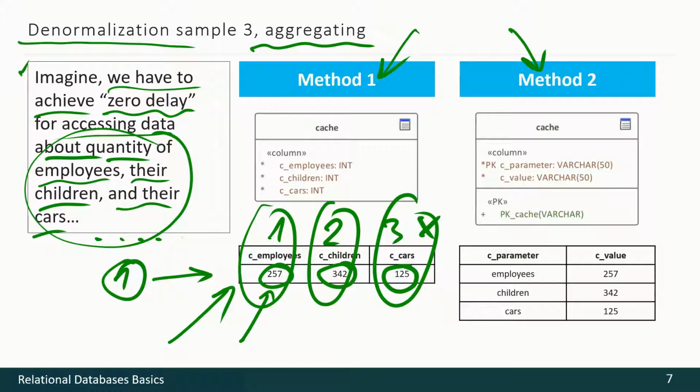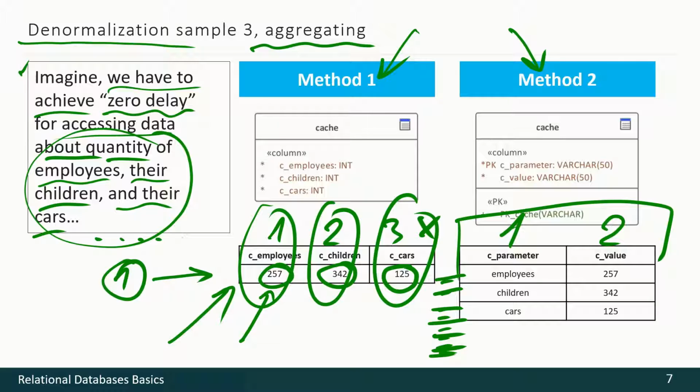Method 2 is useful if we have a lot of parameters. We may use 2 columns with name and value, and this table will always have two columns only, but it will have as many rows as we have parameters. So this is the name of the parameter, this is the value.